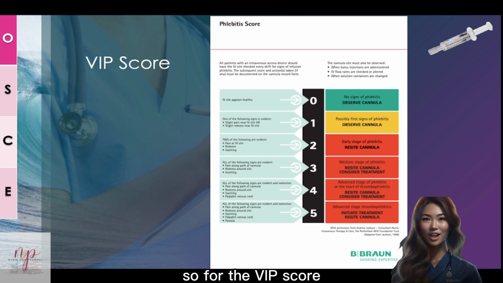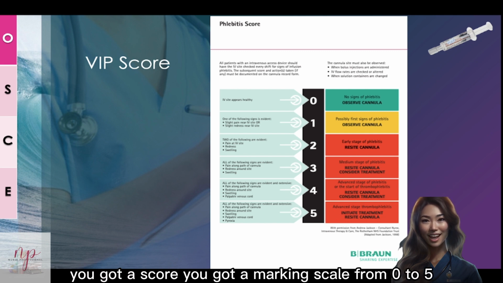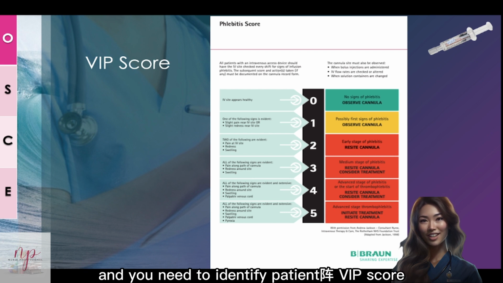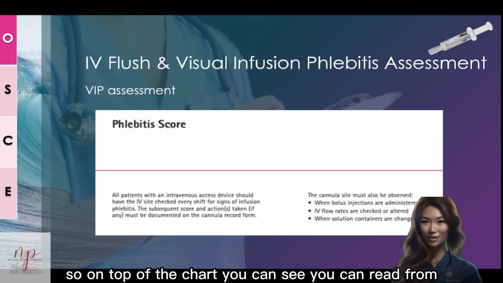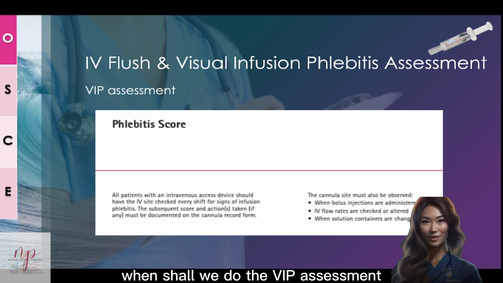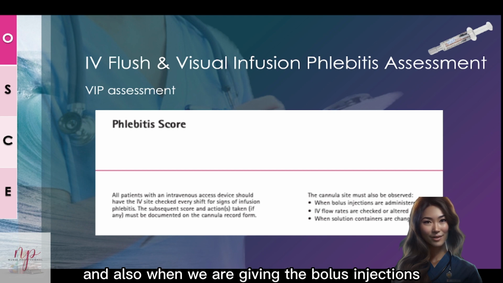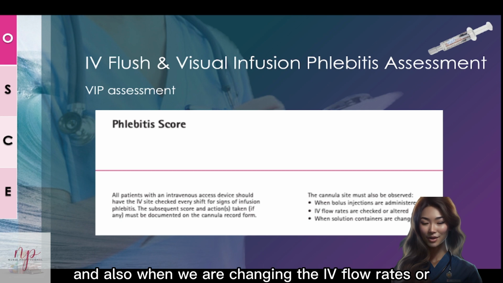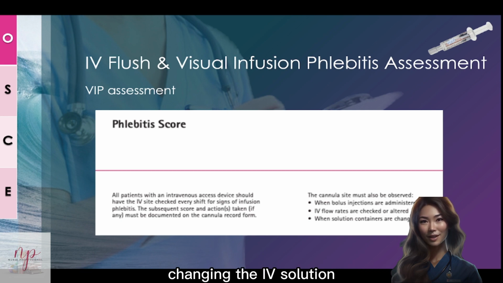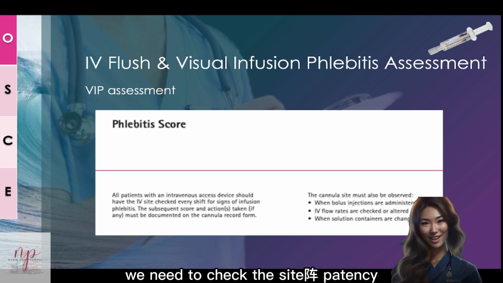For the VIP score, there are a lot of charts that you can refer to online. It will look like this. You have a mark scale from 0 to 5, and you need to identify the patient's VIP score. On top of the chart, you can read when we should do the VIP assessment. Actually, you need to do it every shift, and also when we are giving bolus injections, and when we are changing the IV flow rate or changing the IV solution. Every time we do these things, we need to check the site's patency.